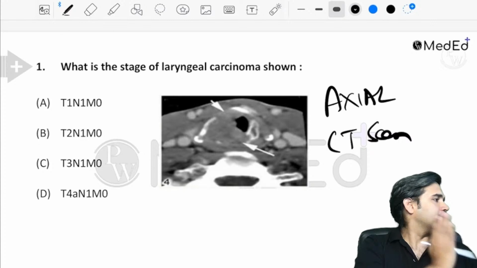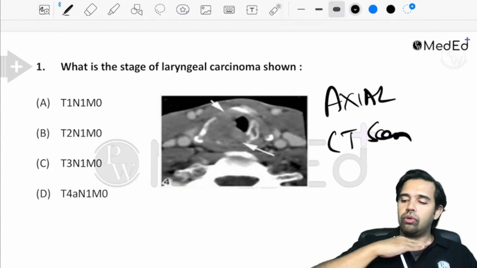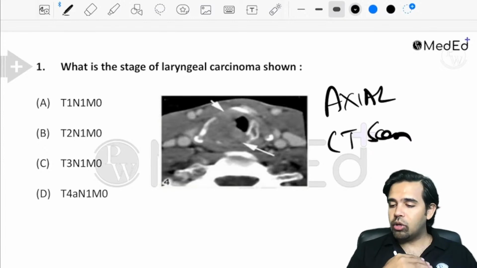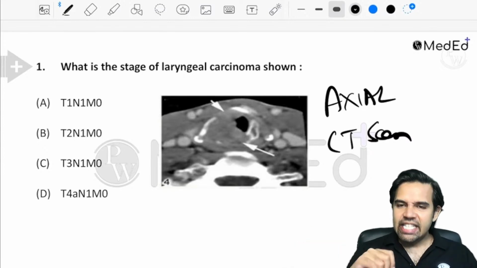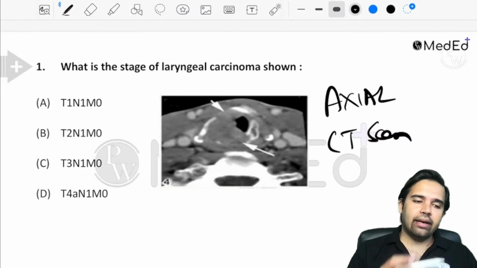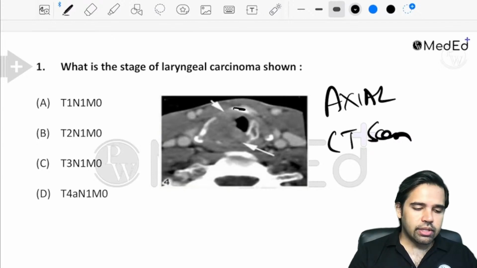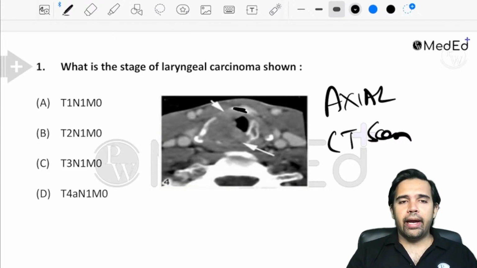This is the sagittal section, if it cut sideways like this, and axial section is like this, which I think will come in your viva. So this is an axial cut at the level of the thyroid cartilage. We can see the thyroid cartilage over here, and they're asking what is the stage of the laryngeal carcinoma.